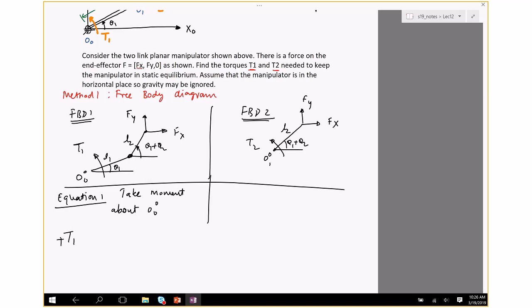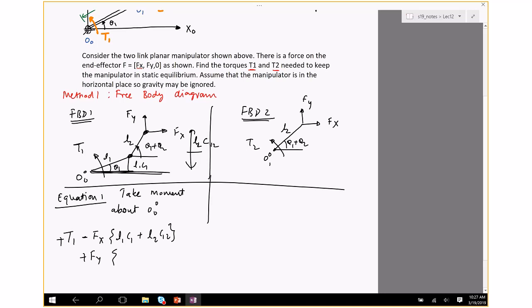Fx acts that way, and about point O it's going to induce a clockwise torque, so the sign is negative. Fx times the distance from this point all the way to this line, so the vertical distance. This distance is L1 C1 plus L2 C12. Okay, that's the torque due to Fx. Fy also induces a torque about point O. Fy is inducing a counterclockwise torque, so it's going to have a positive sign.